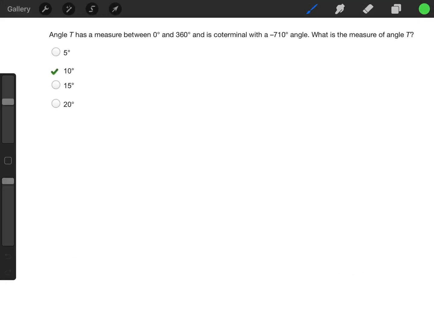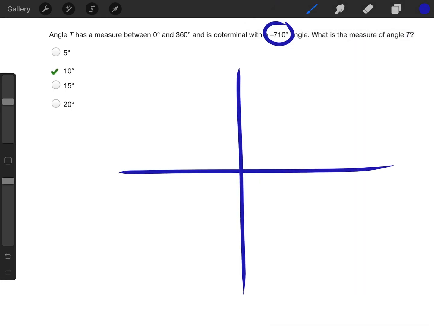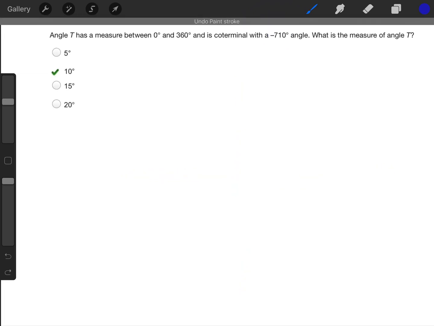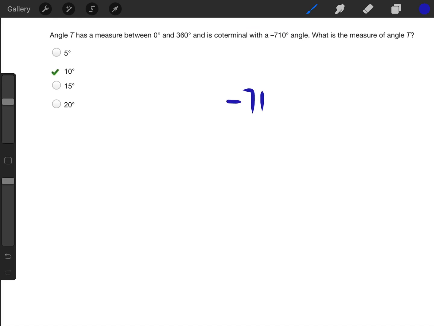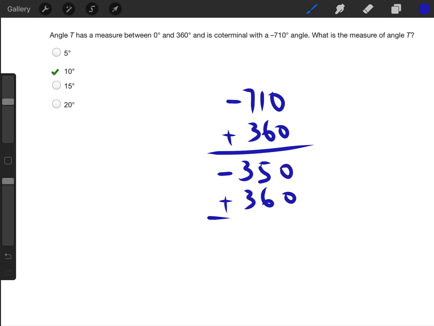Next one. Angle T has a measure between 0 and 360 and is coterminal with a negative 710 degree angle. Wow, this is crazy. This is what you need to do. Actually, we don't even need to draw this. Let me just show you how to do it. With negative 710, you just add 360, a full circle. You want to keep adding until you get a positive value. So negative 710 plus 360 is going to be negative 350. You just keep adding 360, and you're going to get 10. That's why 10 is the answer.